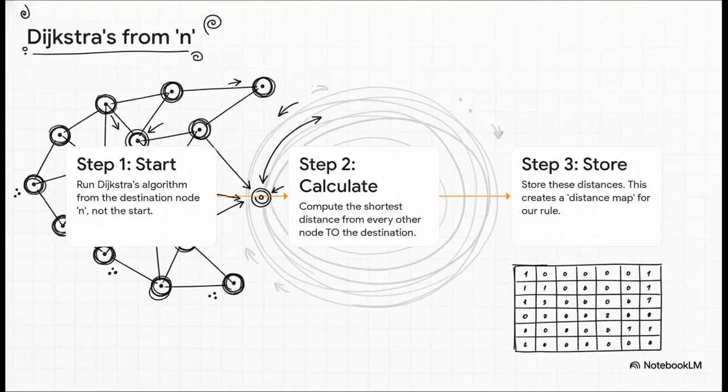But here's the really clever twist. We don't run Dijkstra's from the start. We actually run it backwards, starting from our destination, node n.